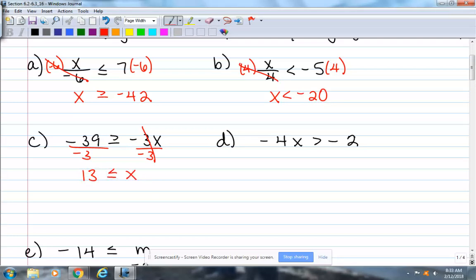But do I leave my inequalities backwards like that? Nope, variable has to come first. So what do I have to do here? Flip everything, right? X first, instead of less than or equal to, greater than or equal to, +13. So that one I had to flip twice.